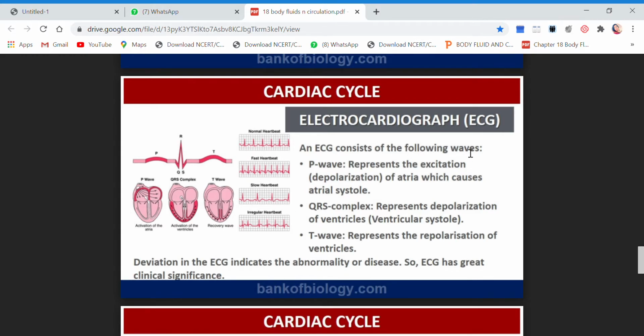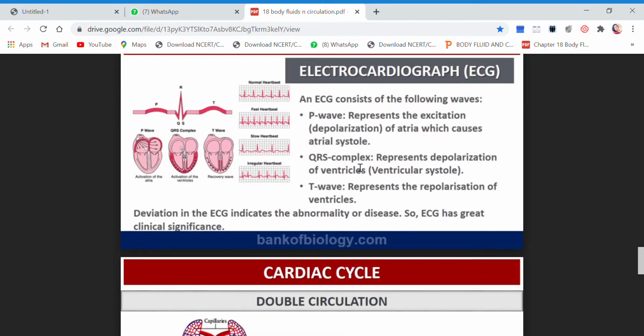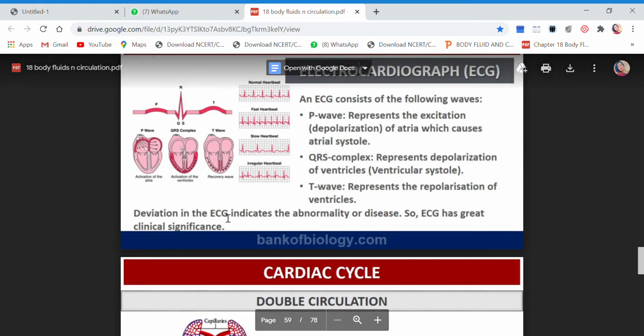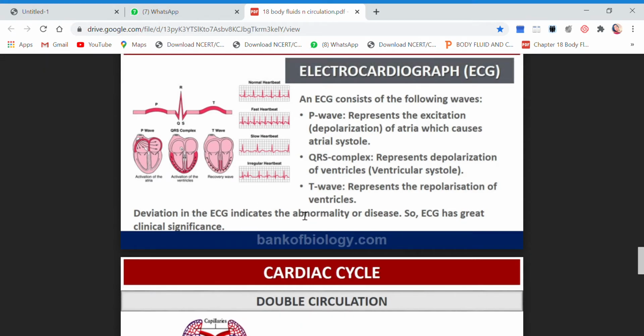An ECG consists of the following waves. Children, the P wave represents the excitation or depolarization of the atria, which causes atrial systole. QRS, I told you, represents depolarization of the ventricles. The T wave represents repolarization of the ventricles. Deviation from a normal ECG indicates a kind of abnormality or disease.